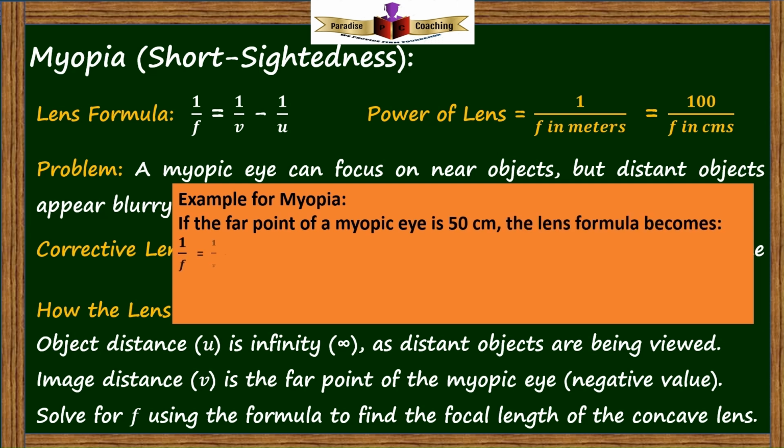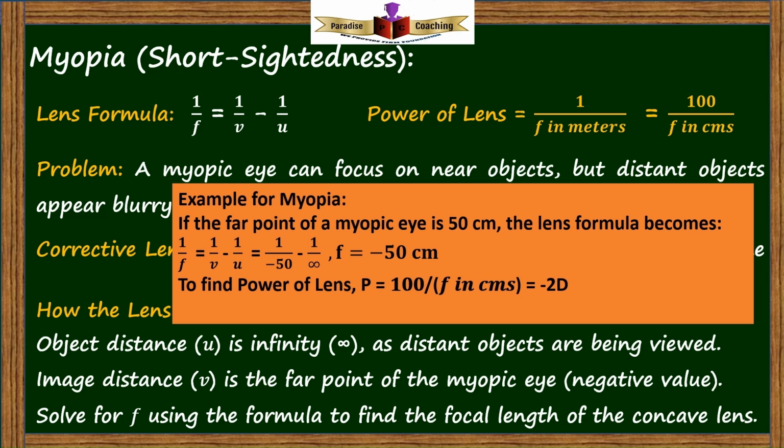Example for myopia. If the far point of a myopic eye is 50 centimeters, the lens formula becomes: object distance is infinity, as distant objects are being viewed. Image distance is the far point of the myopic eye, a negative value, here 50 centimeters.